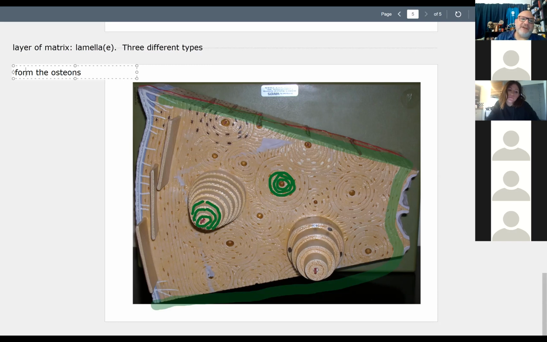And if you notice, they kind of form concentric circles around the central canal. So what do you think we call these concentric circles, layers of matrix that form our osteons? If only I had my histology list in front of me, I might be able to figure something like that out. What do you think we call the concentric layers of matrix that form the osteon? There we go, concentric lamellae. Excellent. So our concentric lamellae are one of the types of lamellae, and these are the ones that form the osteons.